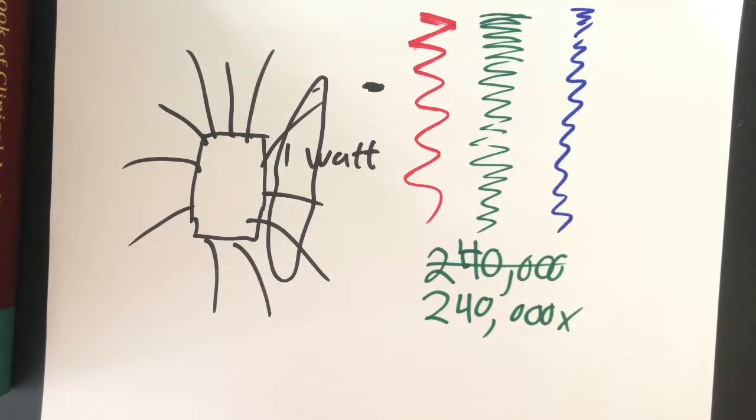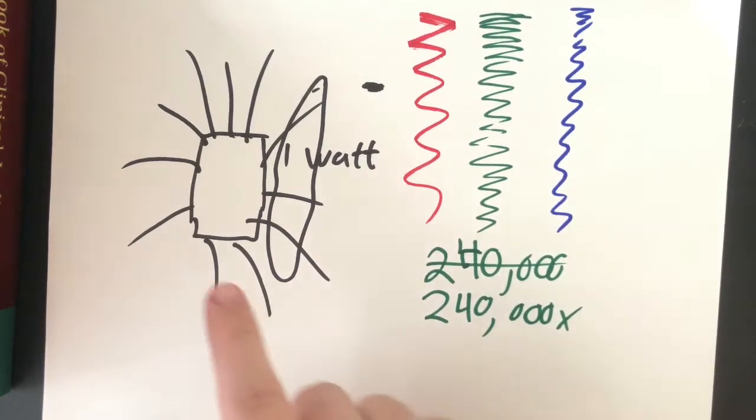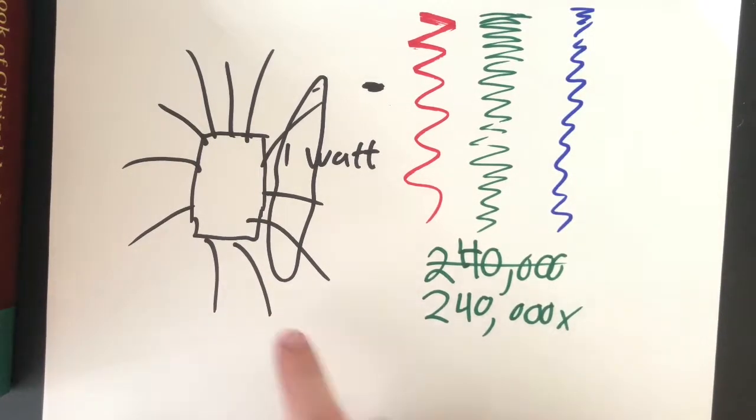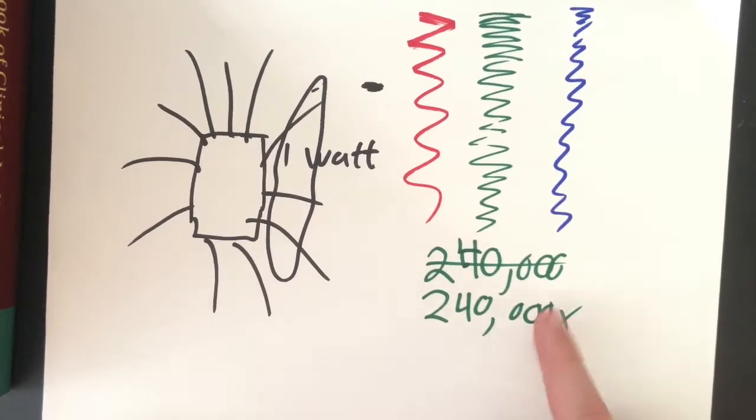Going from your house into your car is going to give you far more radiation than you're going to get in a lifetime of cell phone use. If you used your cell phone for 1 minute, you'd get a 240,000th of the light that you get from the sun.